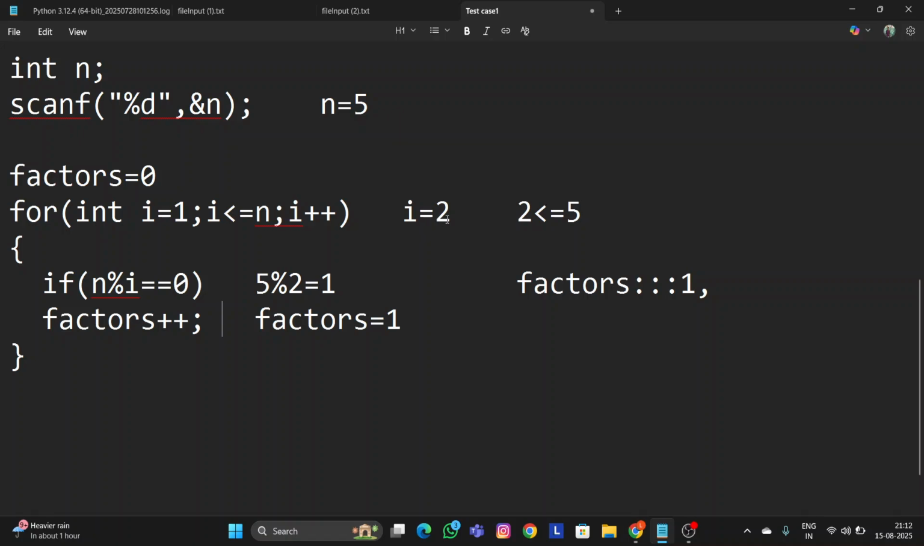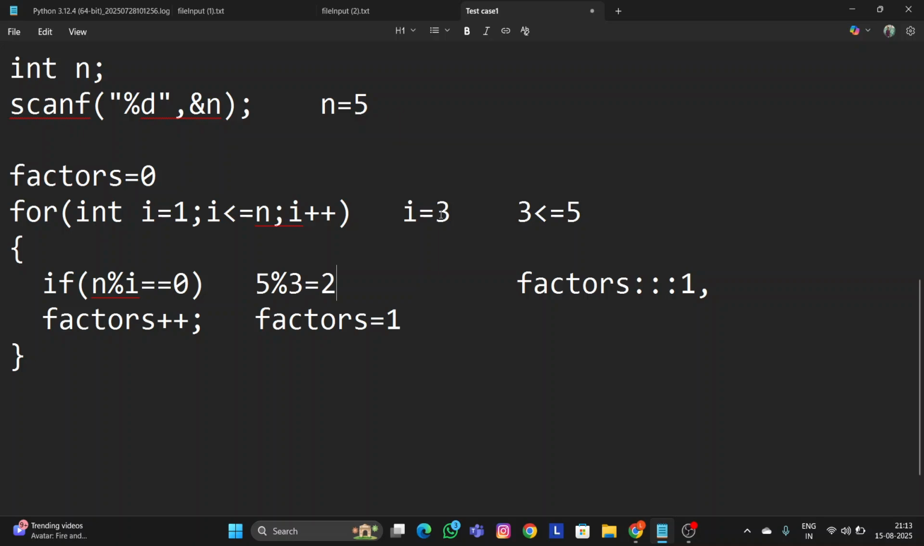So I will increment the i value again. i becomes 3. 3 less than or equal to 5, the condition is true. Okay, I will check with 5. 5 modulo 3 means 2. Is 2 equal to 0? No. So 3 is also not a factor of 5. So I will not increment the factors value.